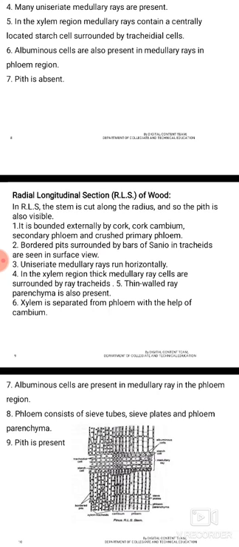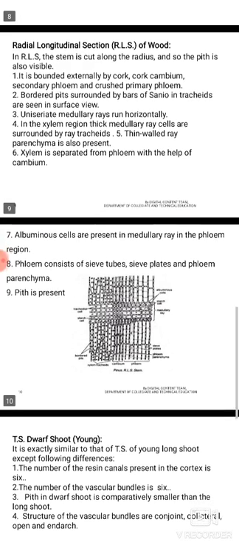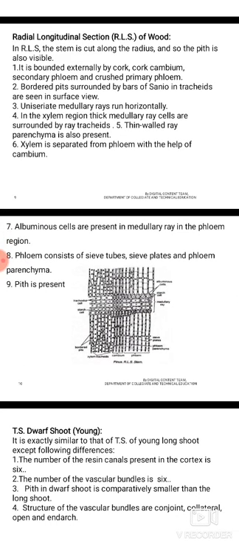Bordered pits surrounded by bars of sanio in tracheids are seen in surface view. Uniseriate medullary rays run horizontally. In xylem region, thick medullary ray cells are surrounded by ray tracheids. Thin-walled ray parenchyma is also present, and the xylem is separated from phloem with the help of cambium.